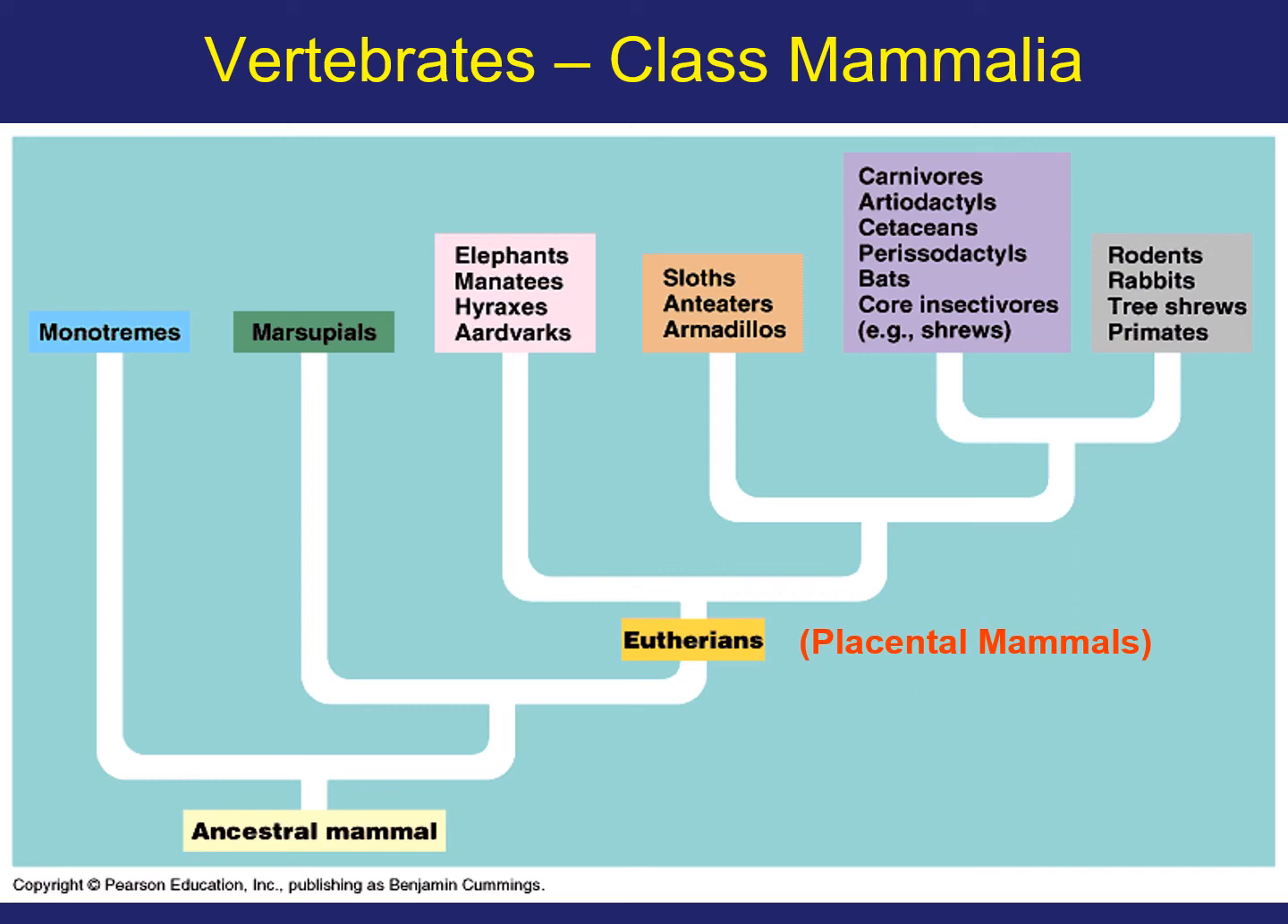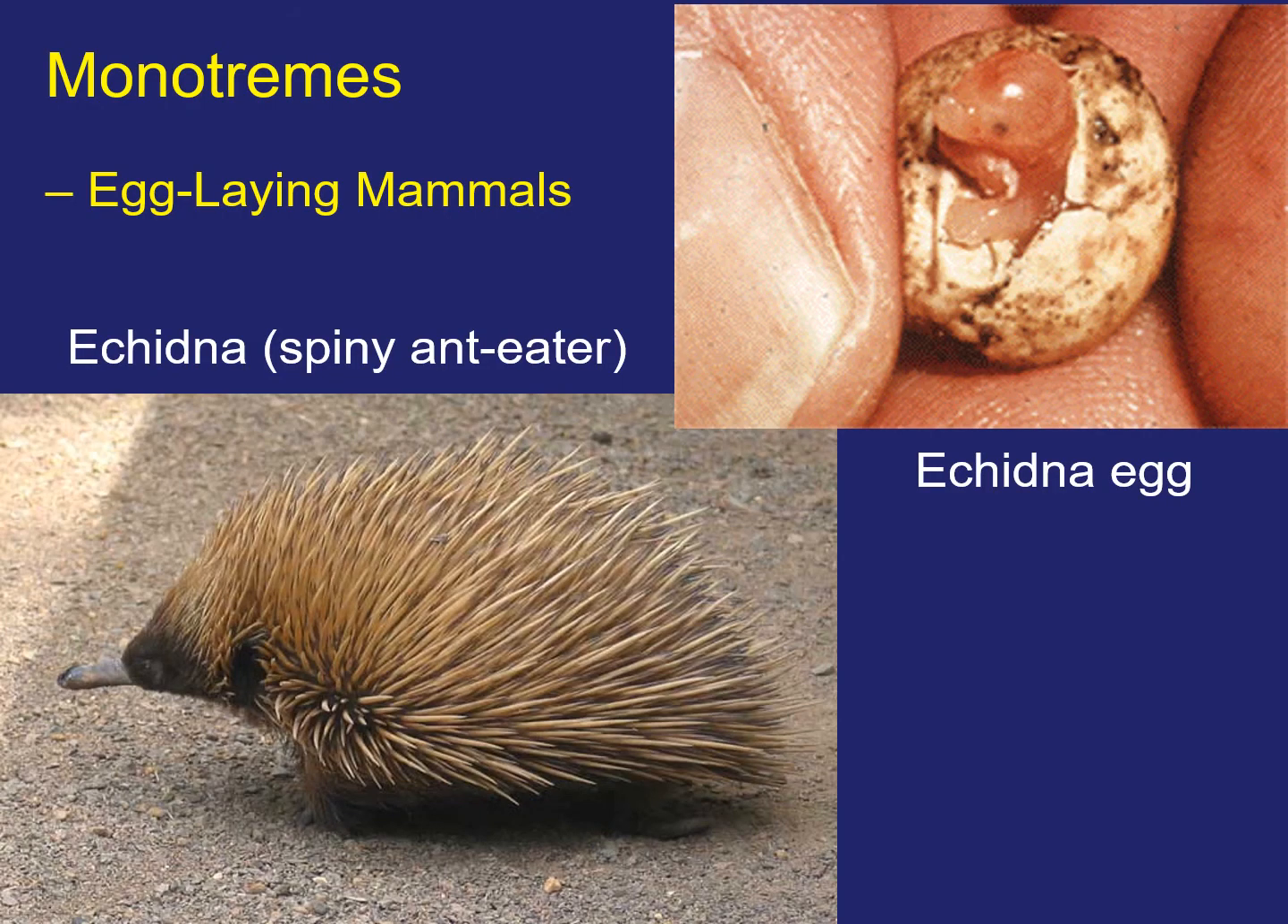Marsupials have a pouch. They give birth to, well, from a eutherian point of view, a rather underdeveloped embryo that then is going to develop further in the pouch. It's going to feed on milk in the pouch. In the placental mammals, the eutherians, development is taken further within the womb.